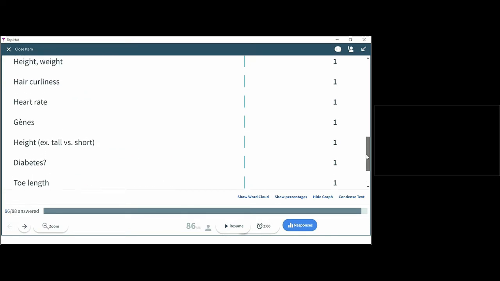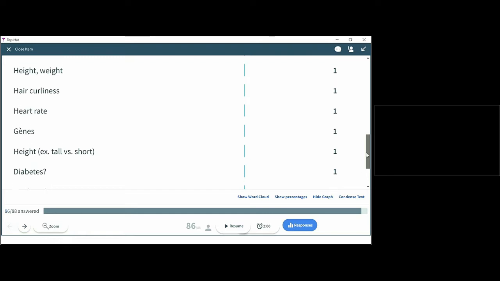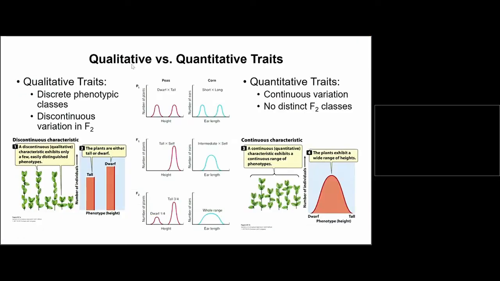I'm not sure that diabetes would be a quantitative trait, although risk of diabetes might be, because diabetes would be the discrete phenotype that yes or no you have it, but the risk associated with it, so some people may be born with higher risk factors and some people may be born with lower risk factors, so that might be a quantitative trait. Okay. So that is what we're going to focus on today.